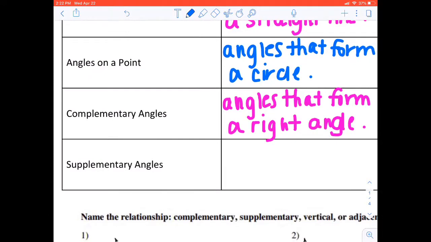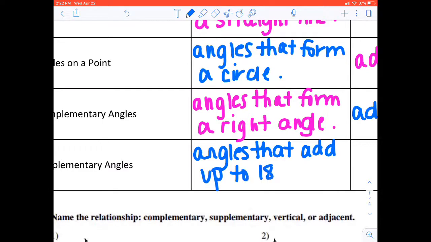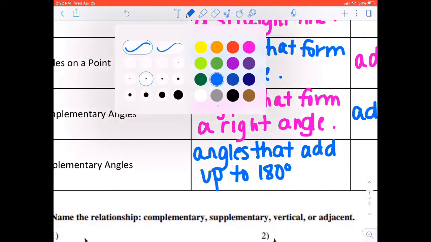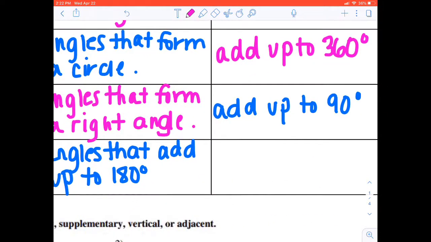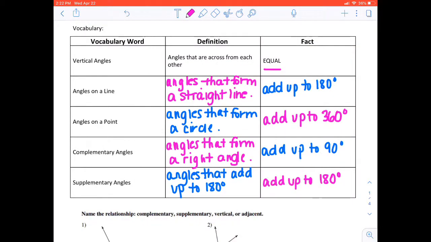All right, last one, supplementary angles. These are going to be angles that add up to 180 degrees. So yes, they are the same thing as angles on a line. So here are the vocabulary words that you're going to need to know, and you're going to need to know what they mean also.